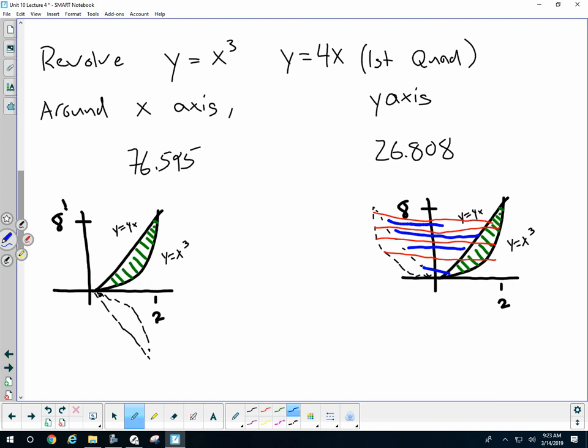What is the radius of the red cylinders? It's going from here to here. And you can always calculate a horizontal distance by doing a right minus a left. What is the right minus left always going to be?